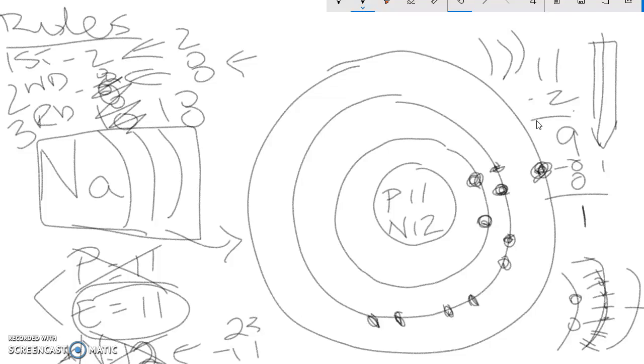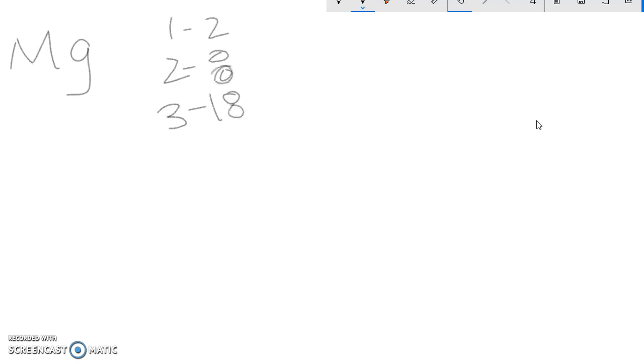So let's look at your second one. I want you to pause and try to do magnesium now. Okay, so what you should have done for magnesium, we remember our rules: the first has 2, the second has 8, and the third can have up to 18. For magnesium, you've got to do the numbers first.